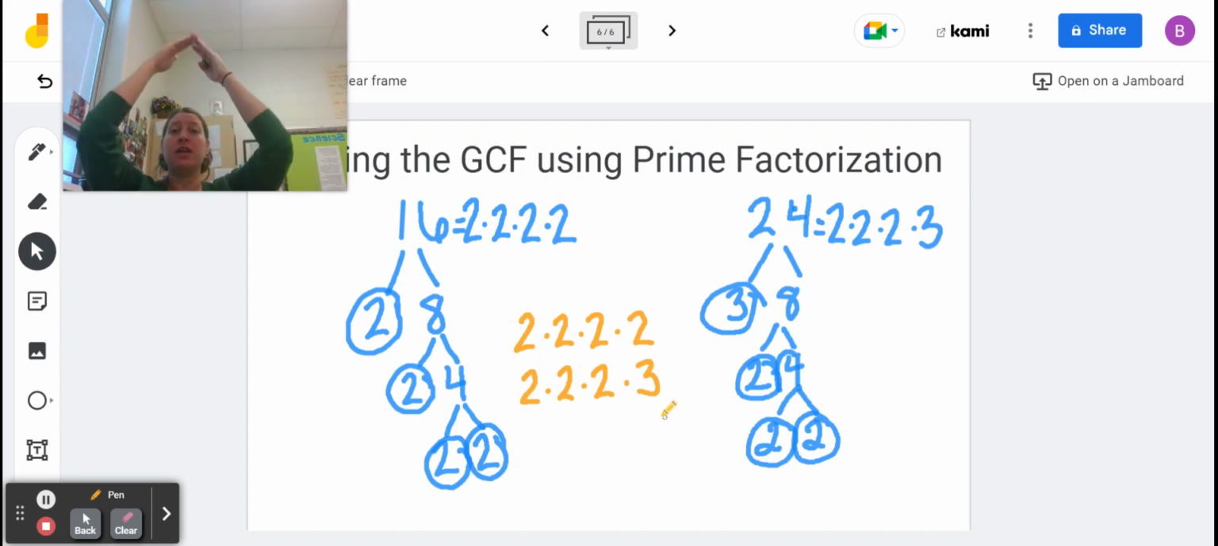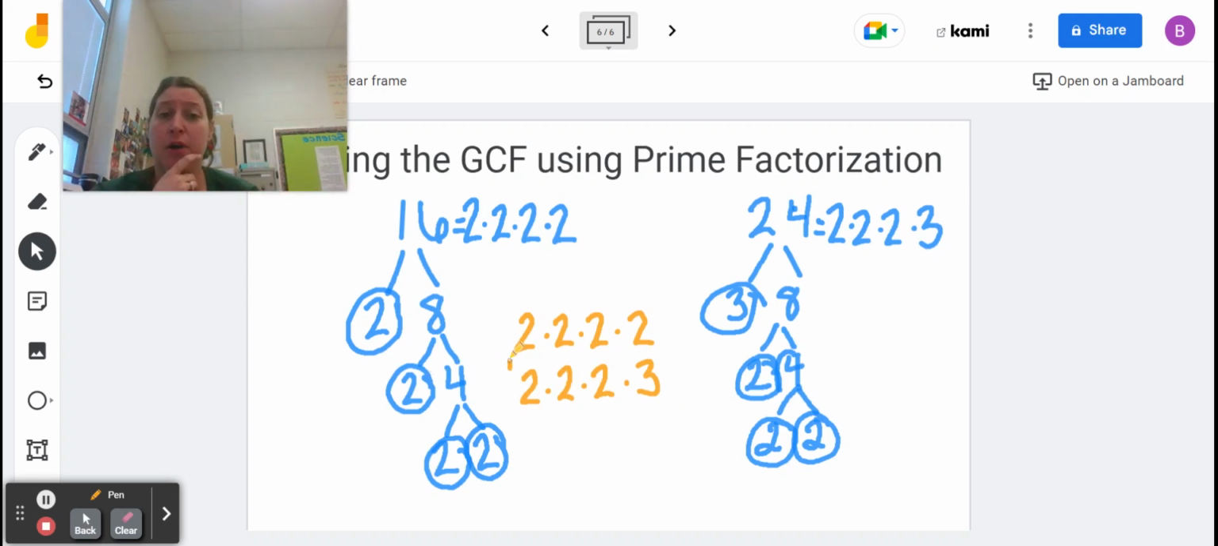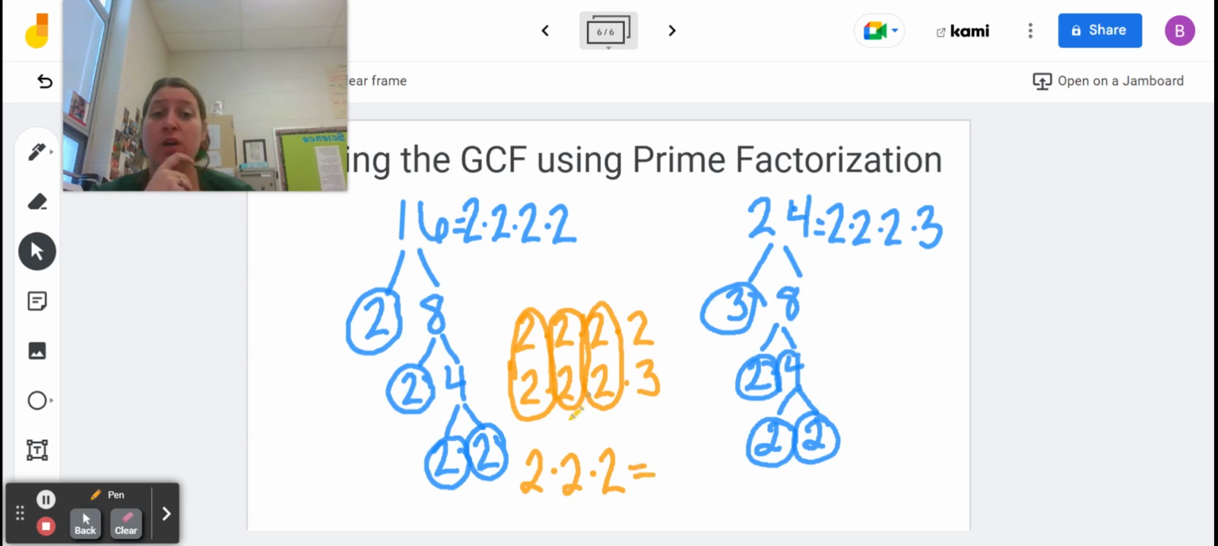So now I'm looking vertically to find my matches. So I have a pair of 2's here, a pair of 2's here, and a pair of 2's here. I do not have a 2 to match with this, so I do not circle it. I cannot use any of these 2's again, and I do not have a 3 to match. So I'm just going to take 1 2 from each of these lines. So 2 times 2 times 2. So my greatest common factor of 16 and 24 is going to be 2 times 2 is 4, 4 times 2 is 8. So my greatest common factor is 8.